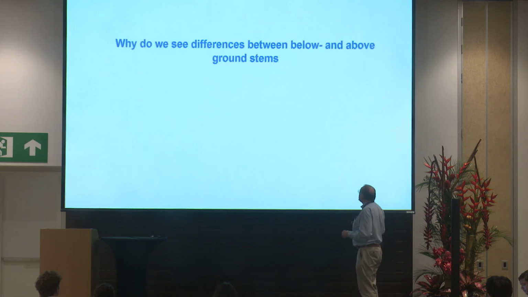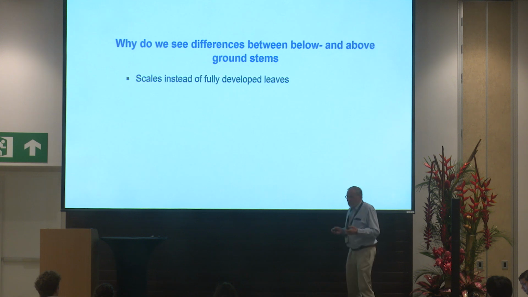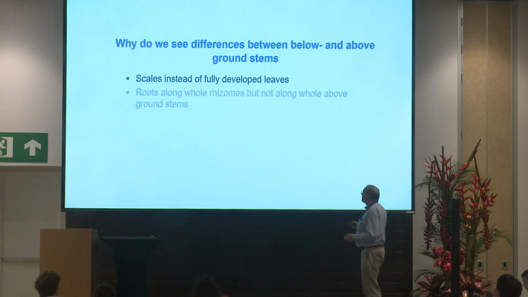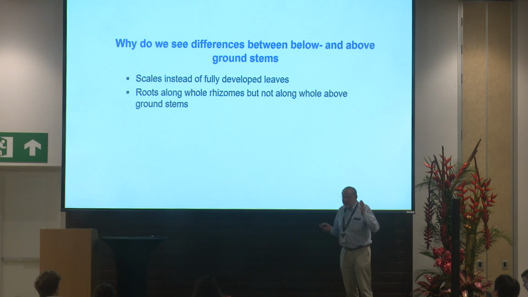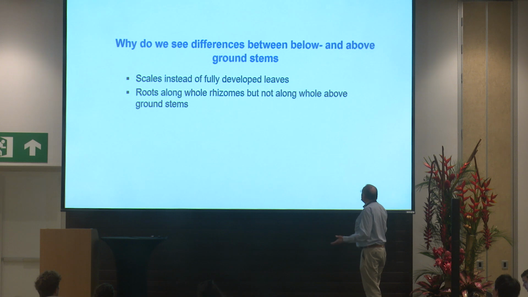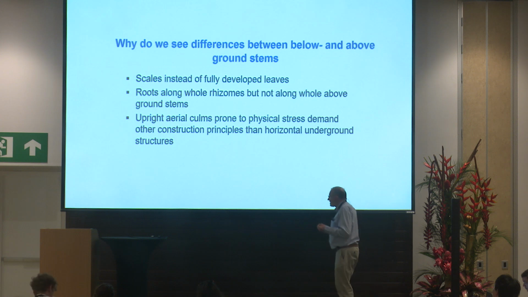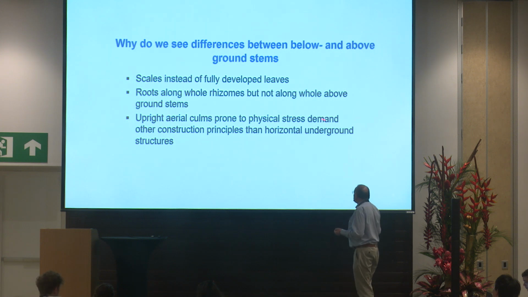Why do we see differences between above ground and below ground stems? One reason is below ground stems have scales instead of fully developed leaves with simpler vascularization. In rhizomes, you find roots along the whole stem, but not along the whole ground stem. And one thing is clear, upright aerial columns prone to physical stress demand other construction principles than horizontal underground structures.